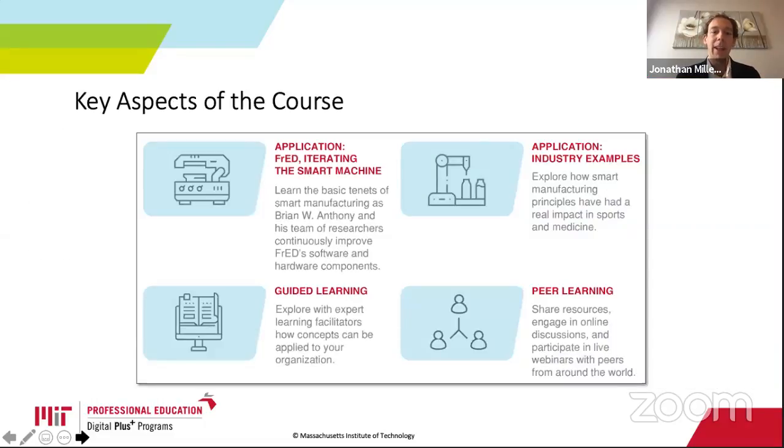So there are 4 key aspects to keep in mind for the course. And the first 2 have to do with application. First, the application with respect to FRED is how to iterate, or how to continually improve this machine. And so we'll be focusing on the basic tenets of smart manufacturing that Brian Anthony will be speaking to us about. And then his team of researchers within the lab, who designed, built, and are tuning FRED, will be teaching about the software and hardware components that go into that.